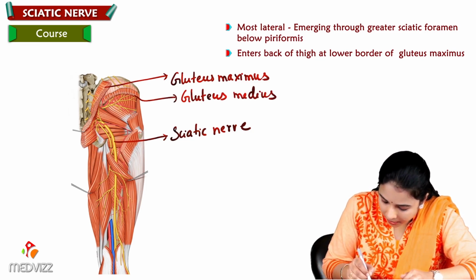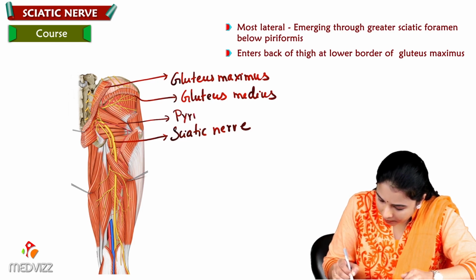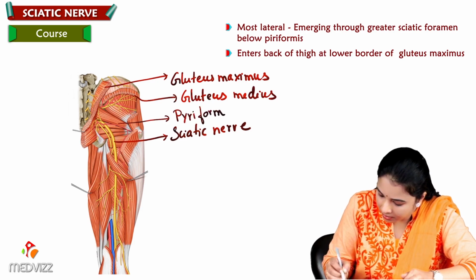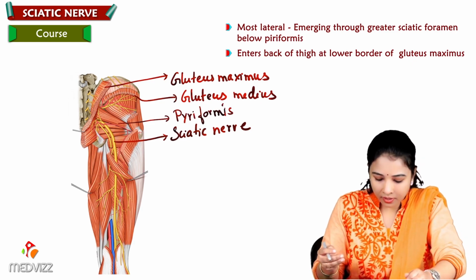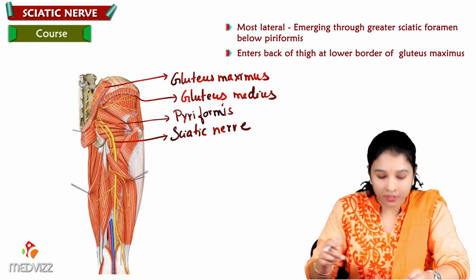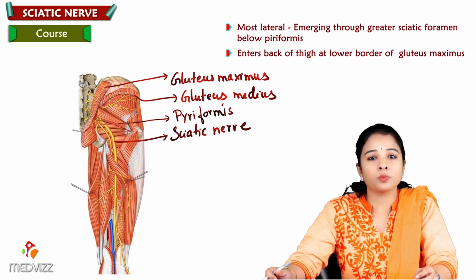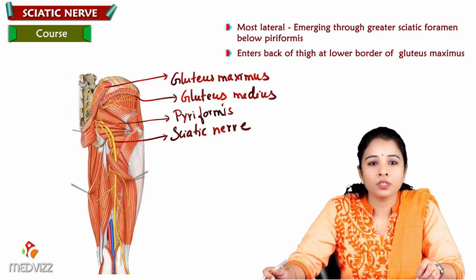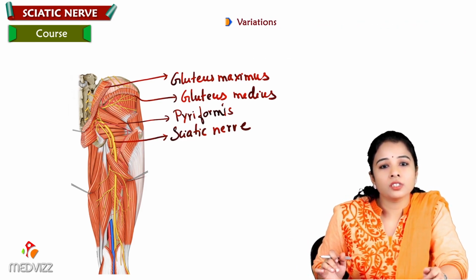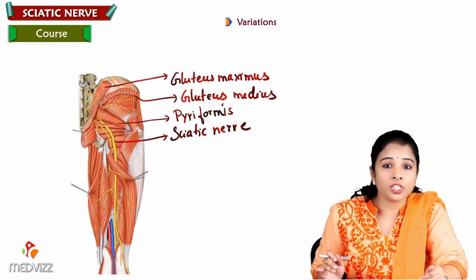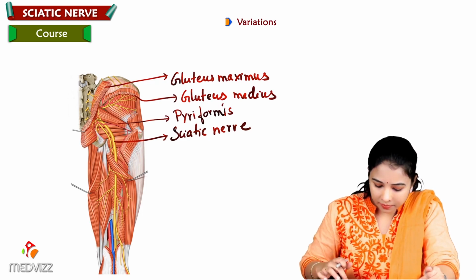And here is our piriformis, which is a pyramidal-like muscle. So it is coming underneath it to enter the gluteal region, then entering into the hamstring part, that is the posterior component of the thigh. Sometimes we may see variations in the exit of the sciatic nerve from the pelvis.